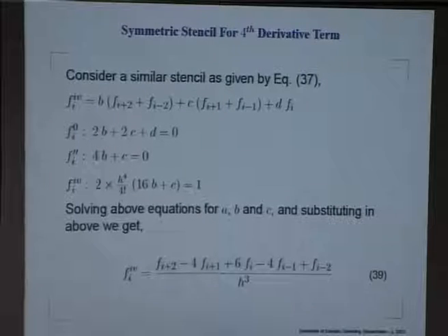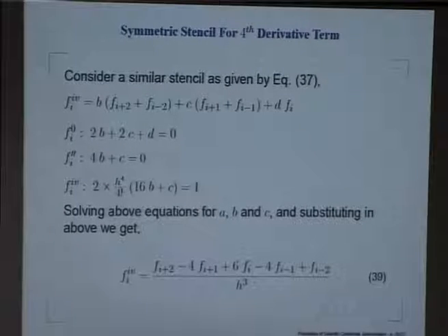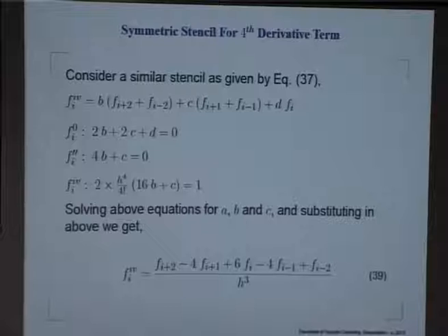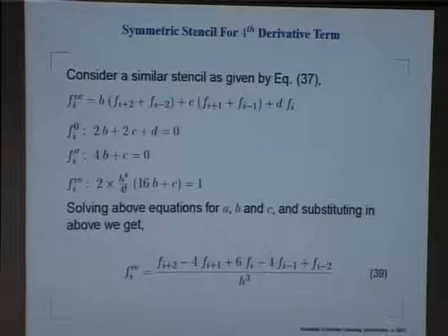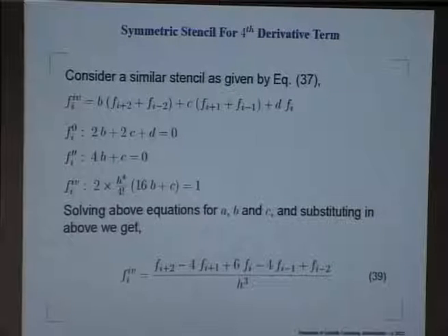I mentioned to you that in many physical applications of scientific computing, you would have equations of this kind.